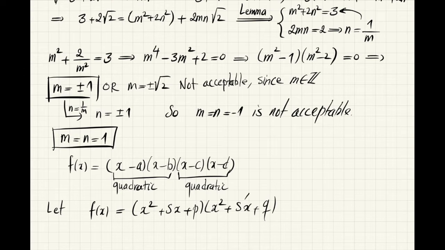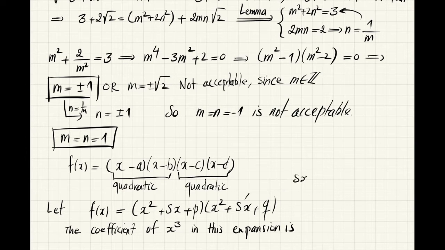Okay, so it means that the coefficient of x to the 3 in this expansion is, okay, what is that? So let me multiply here. I will get sx times x squared plus I will get x squared times s prime x.